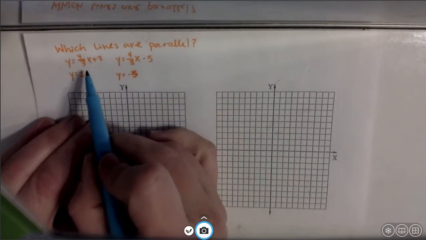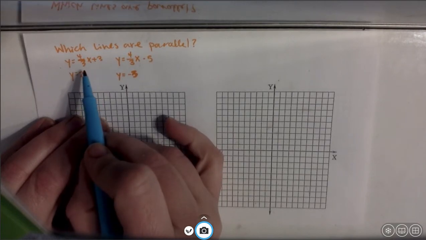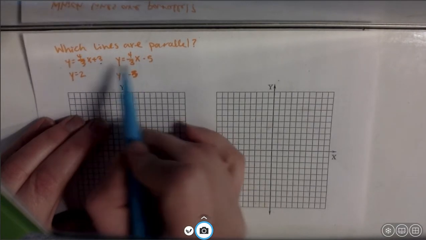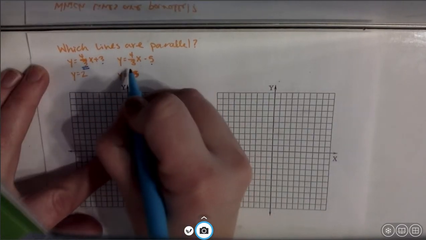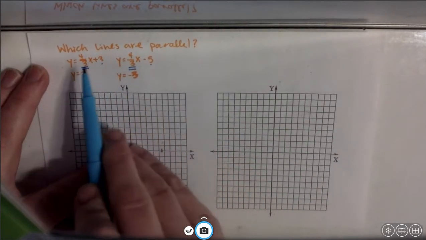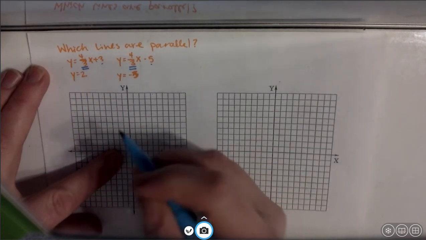Let's look at these 2 lines here, for example. Looking at these 2 lines, we can see they have different y-intercepts, but their slopes are the same. So we can say that these 2 lines are parallel. Now let's prove it to ourselves.